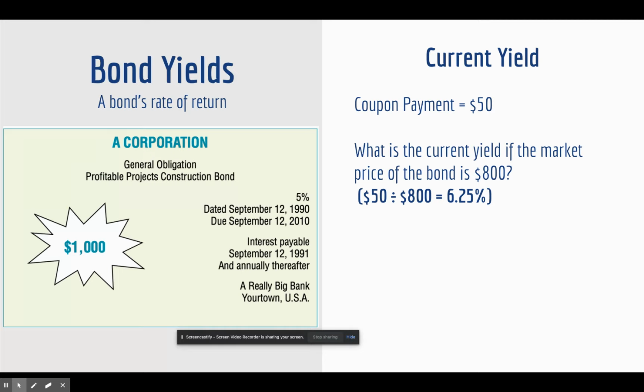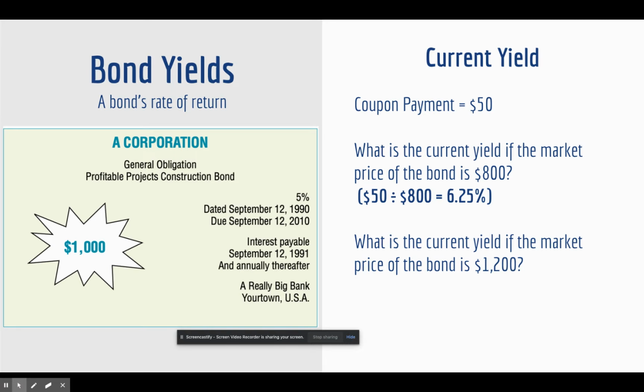So if I bought this bond right now and that coupon payment was fixed over the length of the bond and I was able to pay $800 for it, I could say that I'm getting a 6.25% return on my investment in this bond. You can see, as from the example previously, that's a lot different than the coupon rate, which we saw was only $50 of that $1,000 face value, which was 5%.